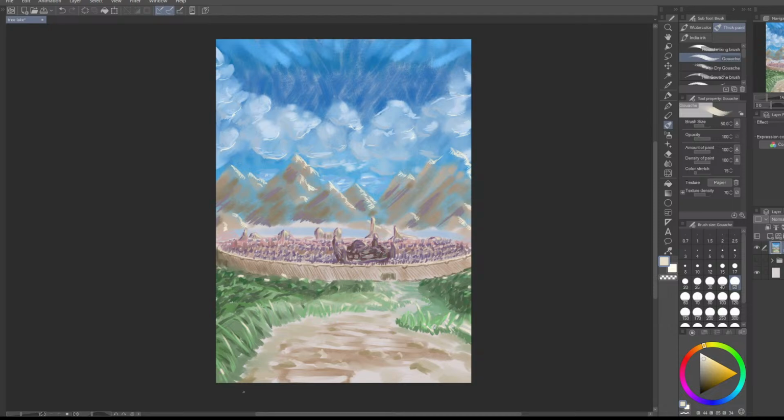Ba, ba, ba. Uh-oh. What happened? Okay, now the mountains and a bit more darkness. Okay, so the darkness, let's get quite a bit dark now.